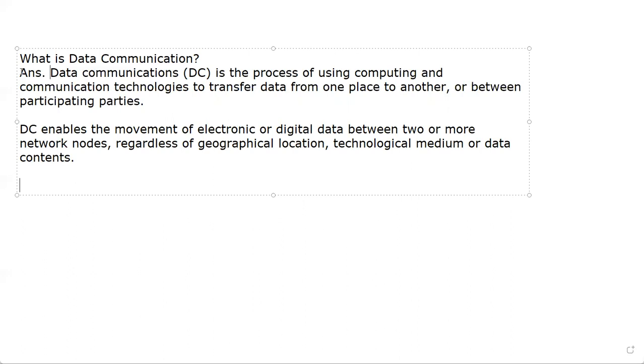So DC enables the movement of electronic or digital data. Electronic or digital, always remember that when we are talking about computer networking, the data should be digital or electronic data. Both are the same thing. Electronic or digital data between two or more network nodes, regardless of the geographical location, technology medium, or data content.